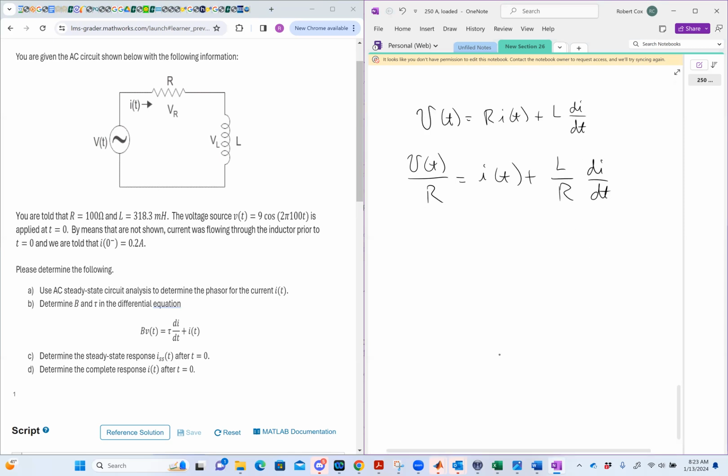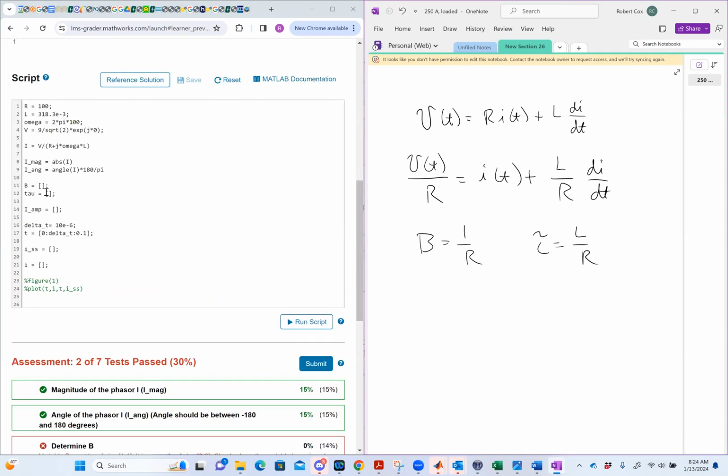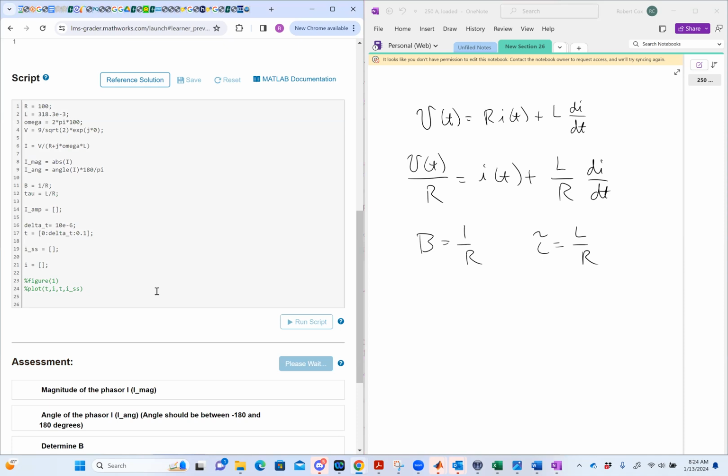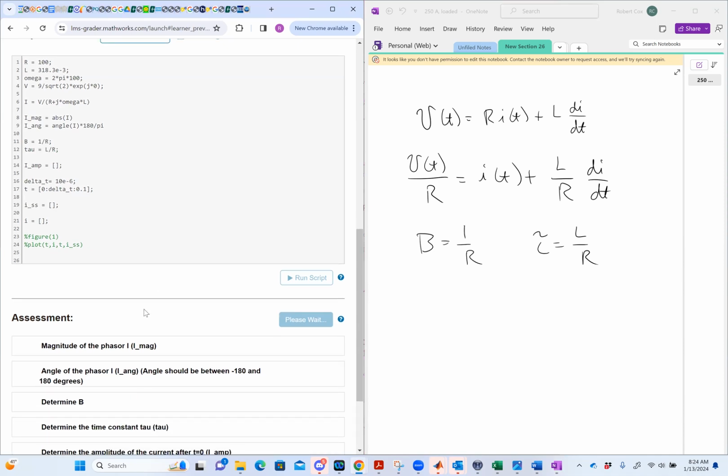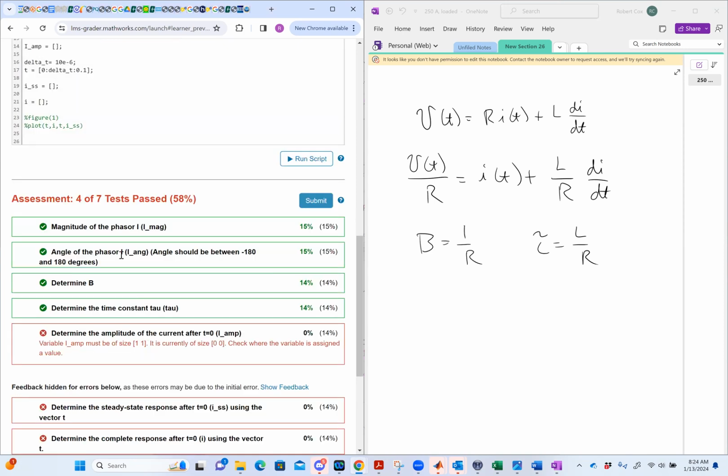By pattern matching, I see that B has to be the coefficient on the V of t. So B must be 1 over R, and tau must be L over R. Okay? So I'll go over to the problem to see if I was right. I'll change B to 1 over R, and tau to L over R. Now I'm going to submit. I should get the next two things correct as well, so now the first 4 assessments should be right. It takes a second, and they are.